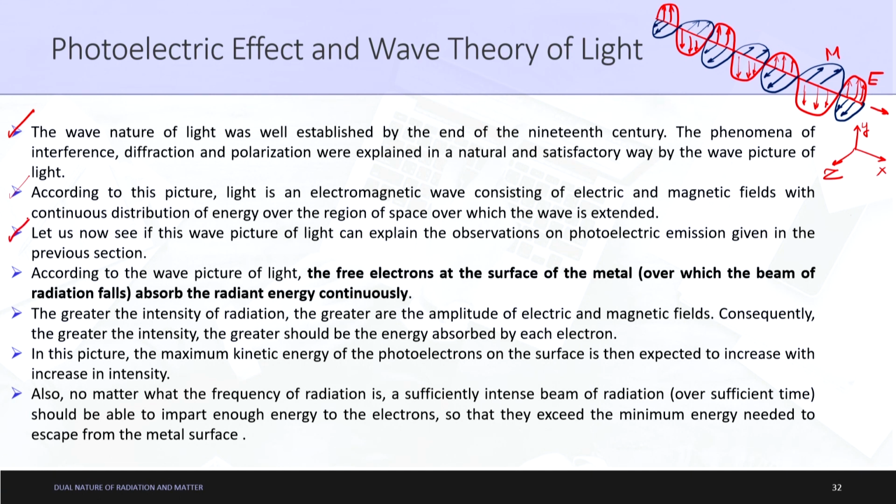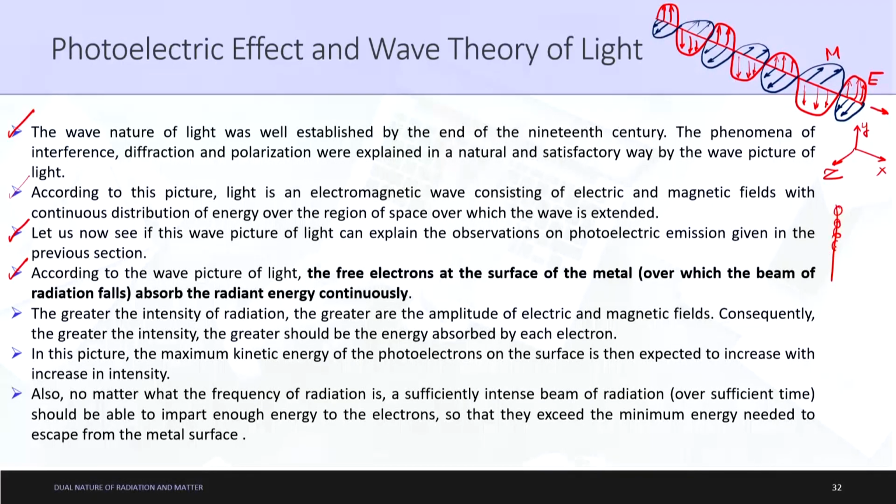So, according to the wave picture of light, the free electrons at the surface of the metal over which the beam of radiation falls absorb the radiant energy continuously. This is what you need to understand, what the wave theory actually tells you. It tells that the free electrons at the surface of the metal, over which the beam of radiation falls, absorb the radiant energy continuously. So, it tries to absorb.